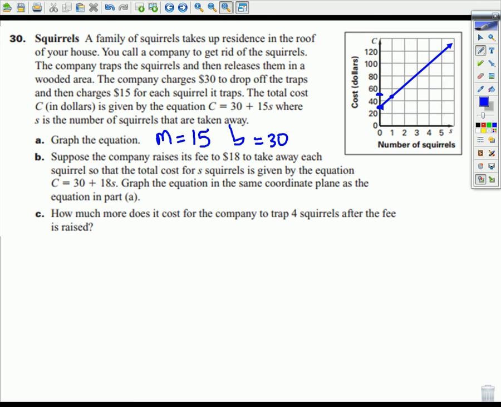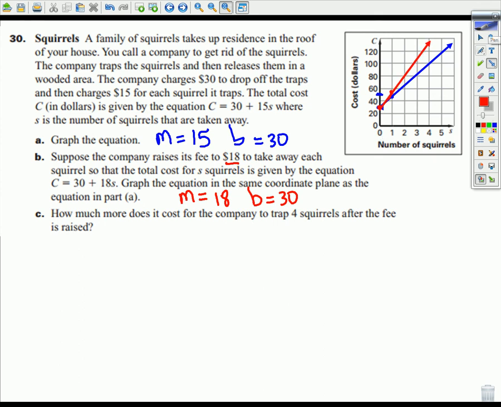Part B says, okay, suppose they're going to up their fee. Now it's $18 to take away each squirrel. It's still $30 for the traps. So now my slope is 18. My y-intercept is still 30. So I'll start at the same point, but now I'm going to go up to 48 and over 1. So right around here, I know that I don't have excellent control on this, but what you need to see is it's going to be a little bit steeper.